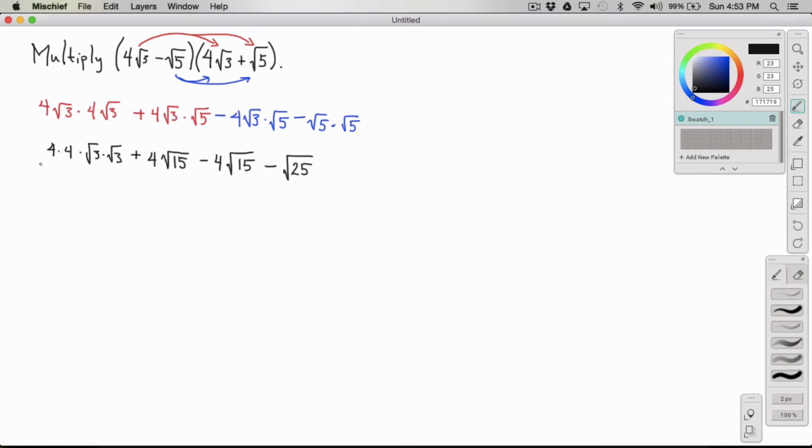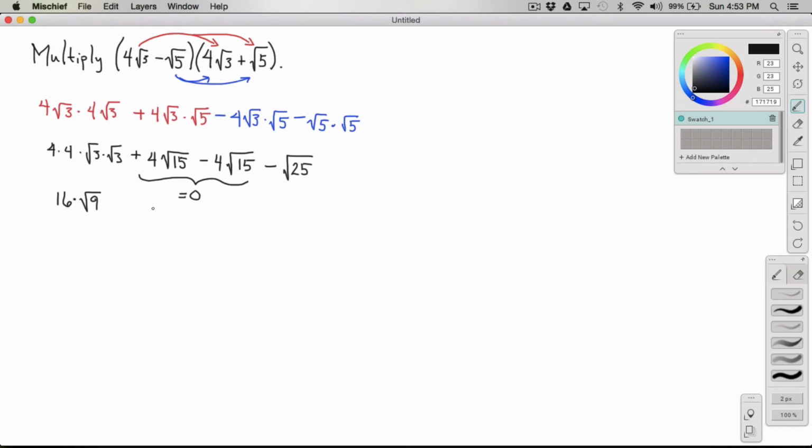Okay, let's come back over here. I have a 4 times 4. That's going to be a 16. The square root of 3 times the square root of 3 is going to give me a square root of 9. Now notice that we don't write the times sign right here, but there's always one implied. Now let's come to these two terms. Notice that these are simply opposites. Since the radical piece matches, the square root of 15, we can just add and subtract the coefficients. So plus 4 root 15 minus 4 root 15 is just 0.